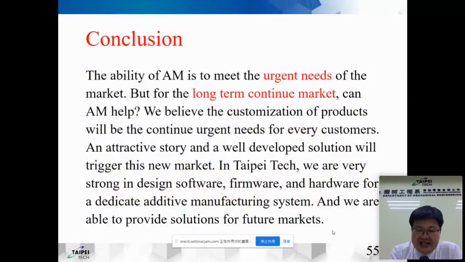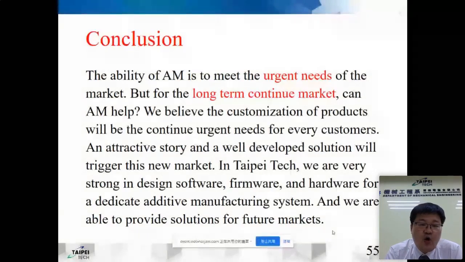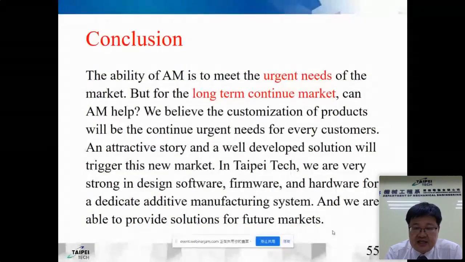Because of the time, for the previous videos I tried to make it very fast. The conclusion of my talk will be that the ability of additive manufacturing is to meet the urgent needs of the market. What are the urgent needs? Like COVID-19, we need something, but we cannot have it immediately. Therefore, we can use a 3D printer to print. That's a kind of urgent need.